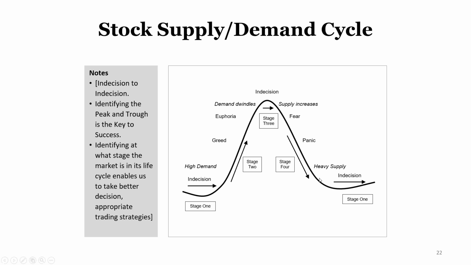So heavy supply. This is where the sellers are gone, there are no sellers, no buyers, so the stock goes through this stage. So stage one is repeated, and the cycle goes on and on and on. Same as any cycle. So this is the basic life cycle of a stock.